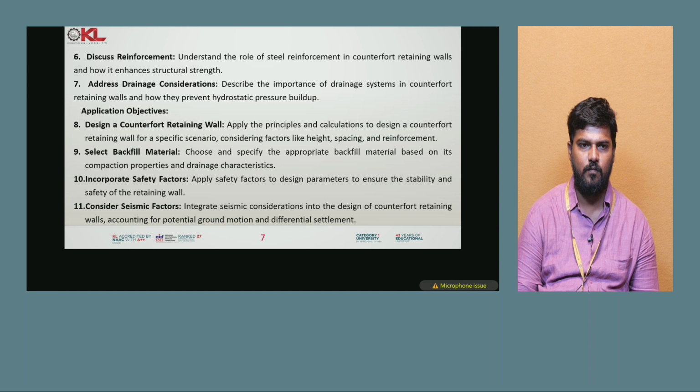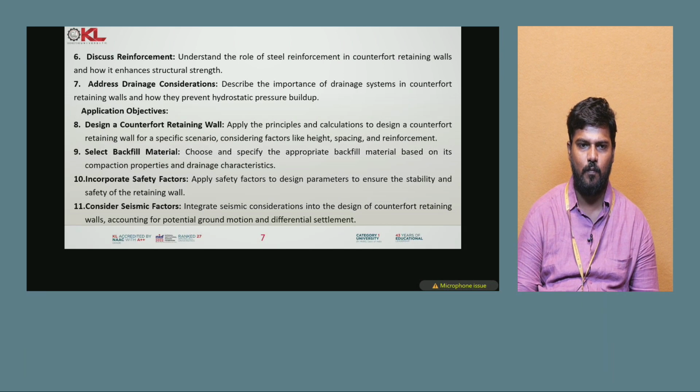Next one is the application objectives. Designing a counterfort retaining wall: apply the principles and calculations to design a counterfort retaining wall for a specific scenario, considering factors like height, spacing, and reinforcement. Select backfill material: choose and specify the appropriate backfill material based on its compaction properties and drainage characteristics.